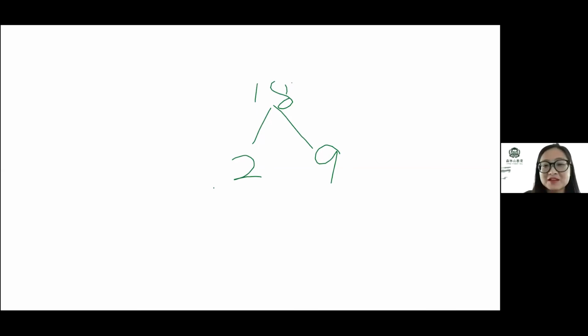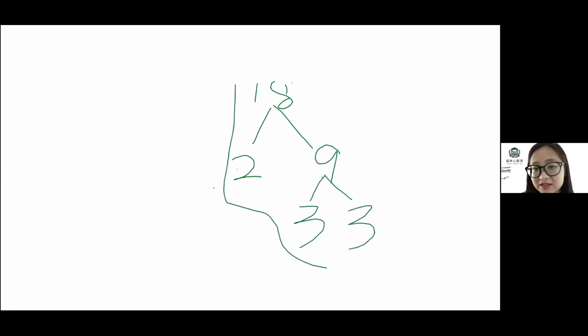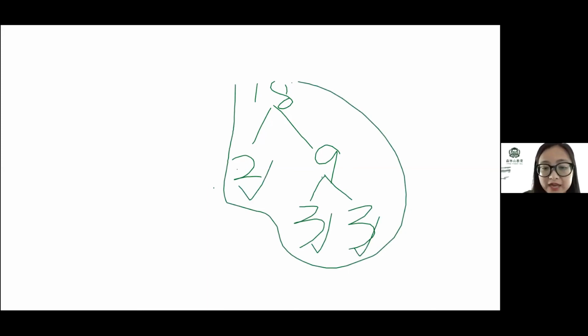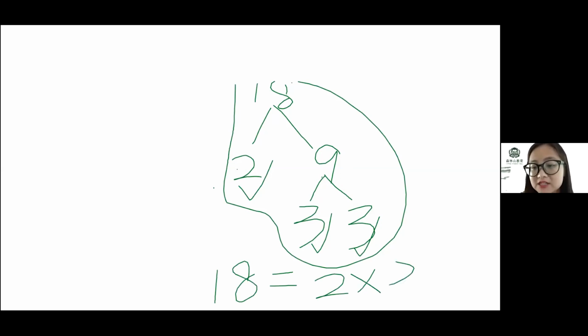Okay, now we continue. 2 times 9 makes 18, and 2 cannot be separated any further. Now we do 9. 9 can be 3 times 3, right? So that is factorization, and you only use prime numbers to do factorization. So 18 equals 2 times 3 times 3, and 2, 3, 3 are all prime numbers. Understand now?